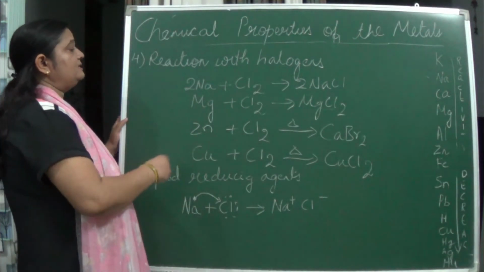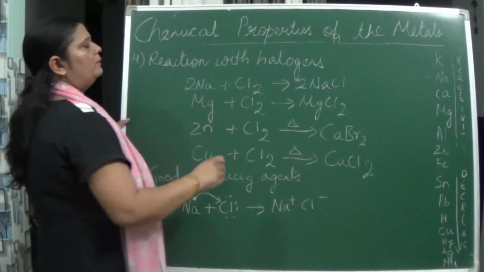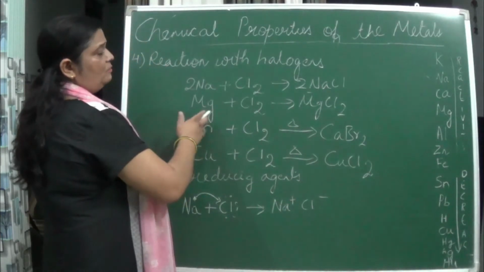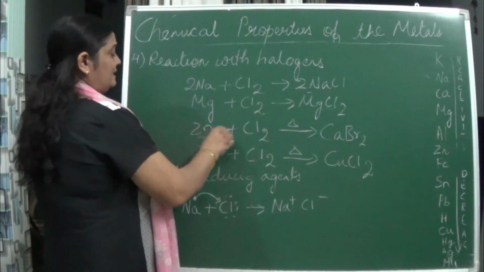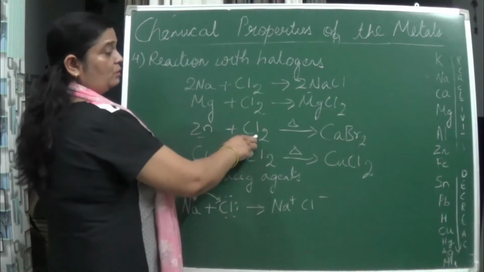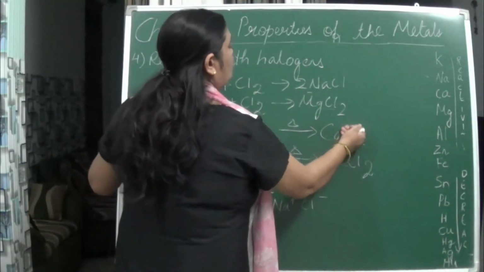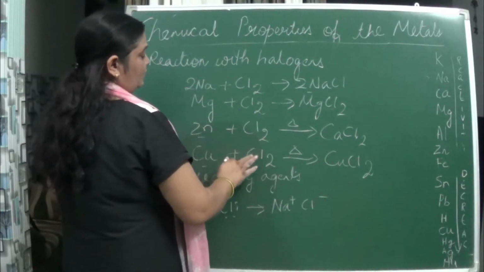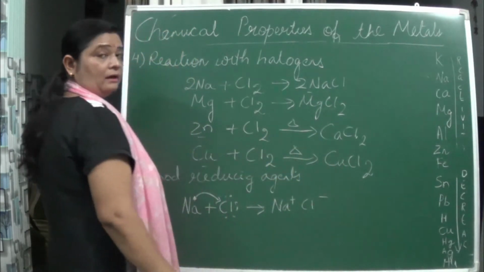Here you can see sodium reacts with chlorine. No need to heat, it is very reactive in nature, so you will get NaCl. Magnesium also needs no heat, it reacts to form magnesium chloride. But zinc and copper, these 2 examples I have taken, react with chlorine on heating to form zinc chloride. Copper also reacts with chlorine on heating to form copper chloride.